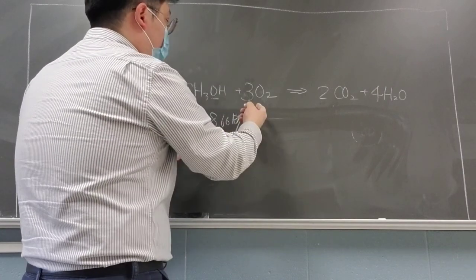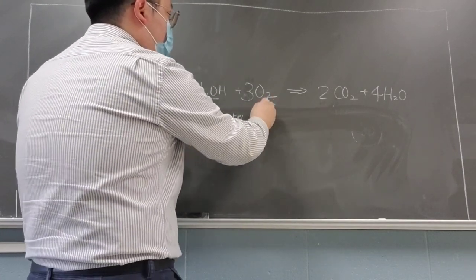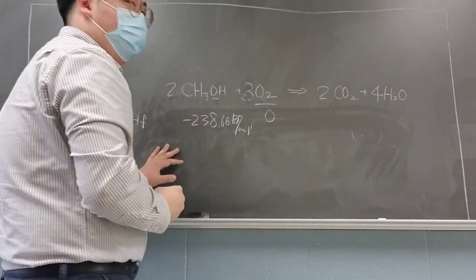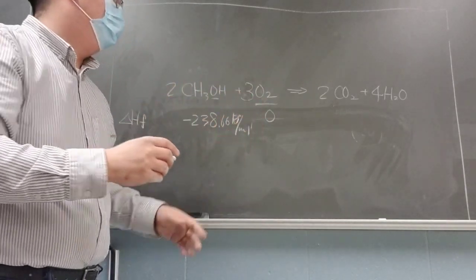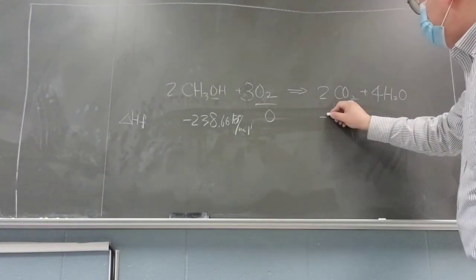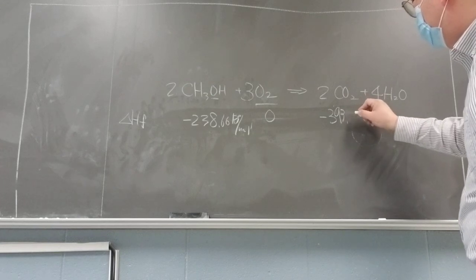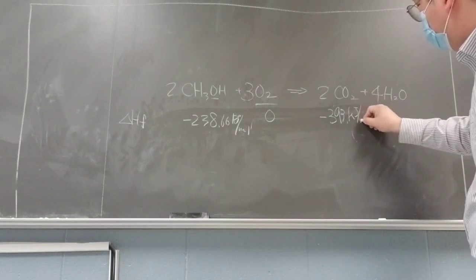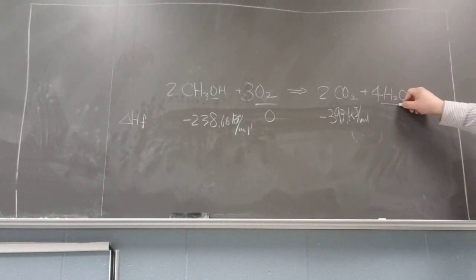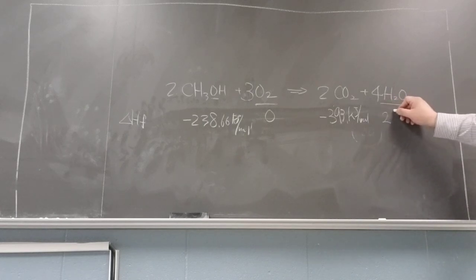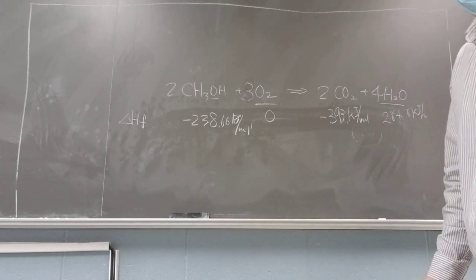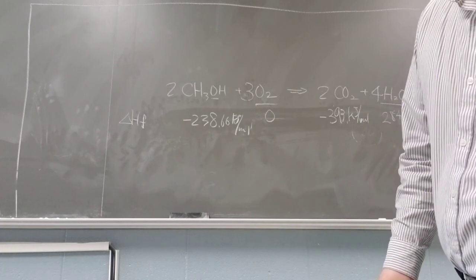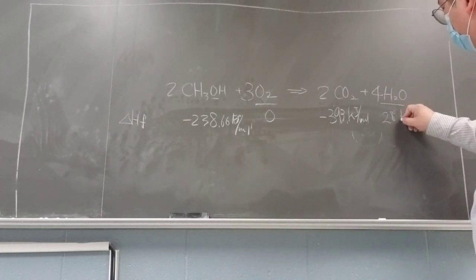Okay. And this is something I want you to remember. This will always be 0. So the enthalpy change of formation of O2 is always 0. And this is about the 2, 4, 9. Maybe I should double check. This is the, oh, 1.